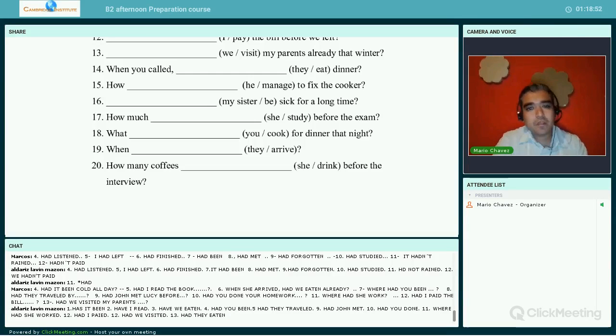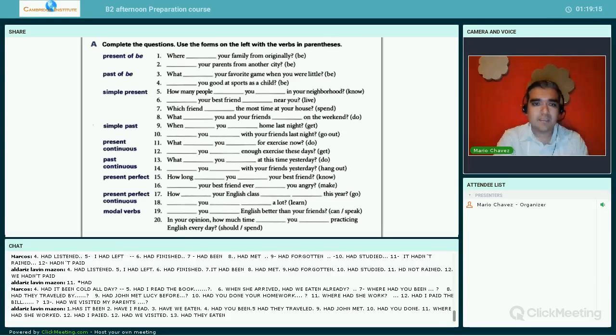Okay, all right. Now we are going to have an activity that combines all these tenses. So it combines present, past, present perfect, past perfect, future with will, and future with going to. Okay? So this activity goes this way. Give me a sec. It's right here.